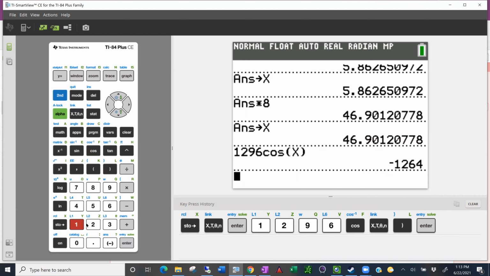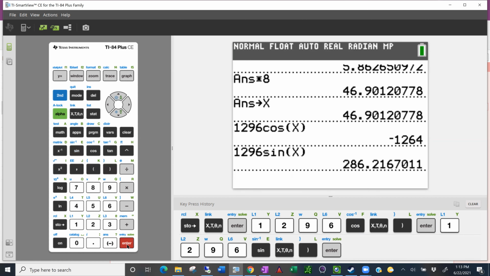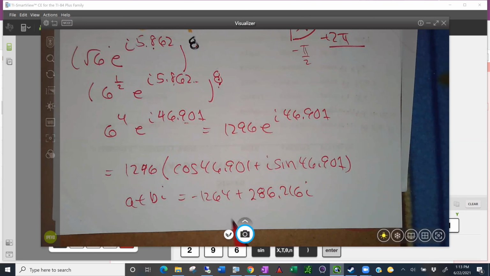So it's again going to be 1296 times sine of x. And this time I get 286.216 times i. So if they ask you to round to the nearest integer, then this would just be 286i and not all this extra stuff. I see they said 3 decimal places, right? Correct. Well, that should be correct.